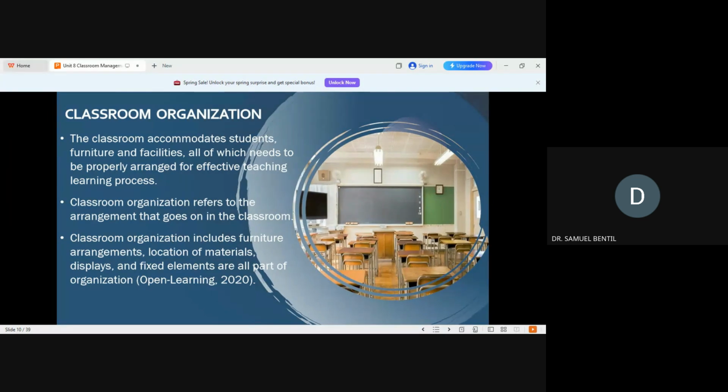So we are saying that the classroom accommodates students, furniture and facilities, all of which need to be properly arranged for an effective learning process. Hence, classroom organization refers to the arrangement that goes on in the classroom. Open learning will also tell you that classroom organization includes the furniture arrangements, location of materials, displays, and fixed elements in the classroom.